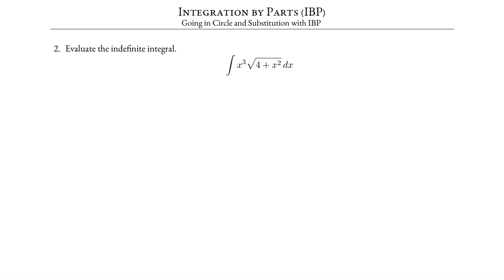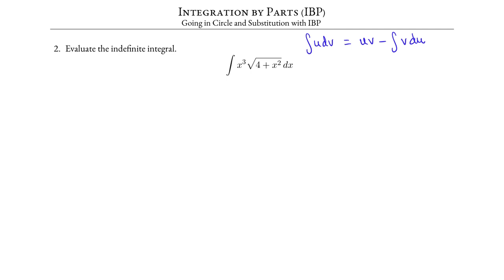Integration by parts states that the integral of u dv equals uv minus the integral of v du. Sometimes we might have to use substitution and then integration by parts. For example, evaluate the indefinite integral of x cubed times the square root of 4 plus x squared dx.